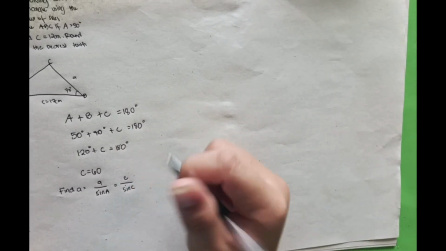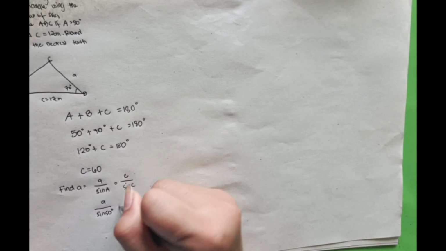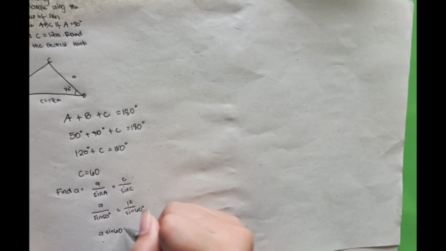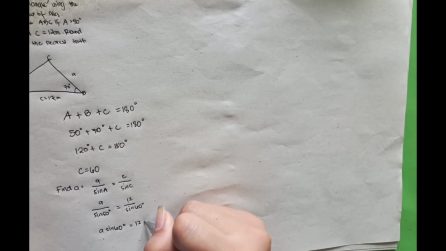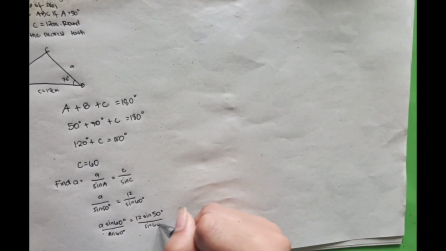Next, we will use the law of sines. To find a, we will apply the formula side a over sine A equals side c over sine C. Then we will substitute the given values. Next, we will cross multiply and divide both sides by sine 60 degrees. After that, we simplify and solve for side a.